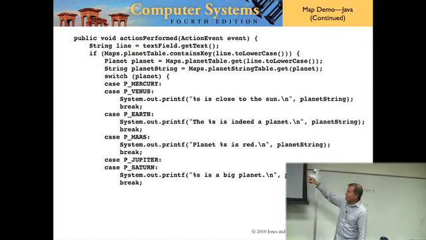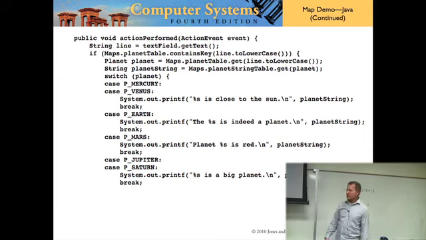Planet string table dot get the planet. Okay, so now the planet, we got the enum. From the enum we can get how we want to print it out. Are you with me? And now what do we switch on? On what type? On the enum. We switch on the enum, just like we switch on our state enum.